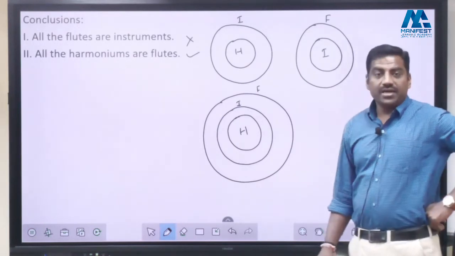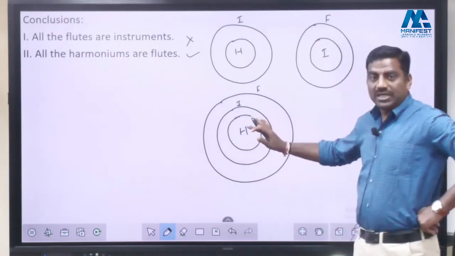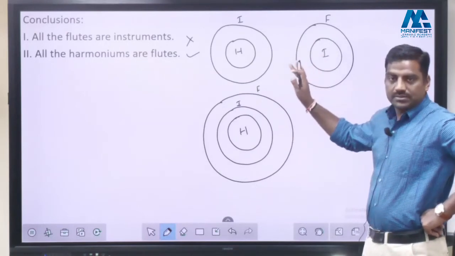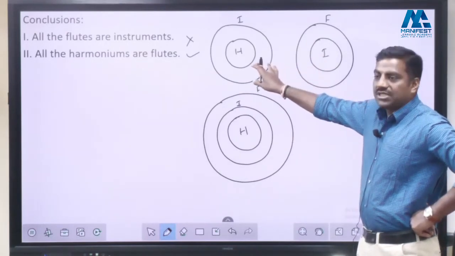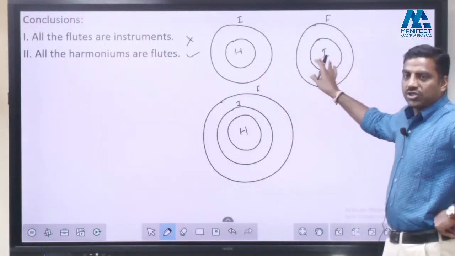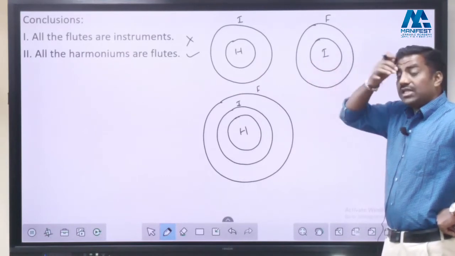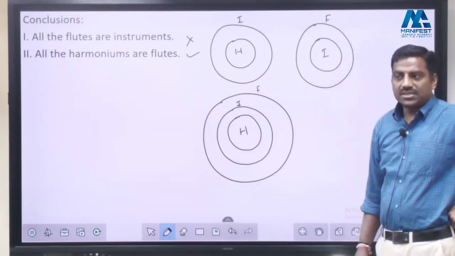Any confusion here? This is the only possible diagram for these circles. This is a set of concentric circles. We can draw only this one, nothing else. Yes, this is the simplest one.